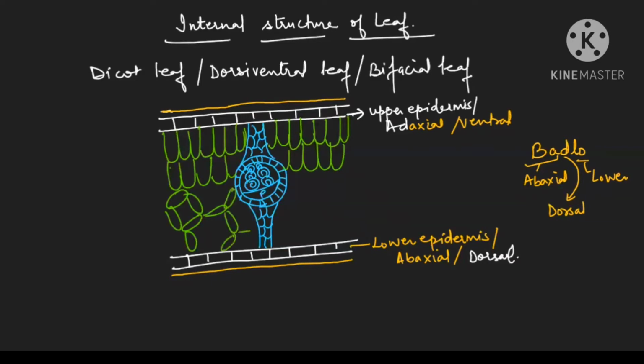Cells are not cylindrical, they are a little bit oval in shape, and you will find that they leave a lot of air spaces, and they are known as spongy parenchyma, responsible for leaving the space.